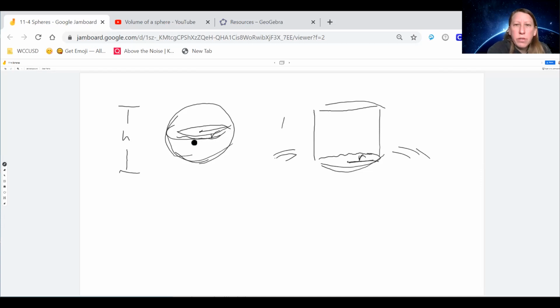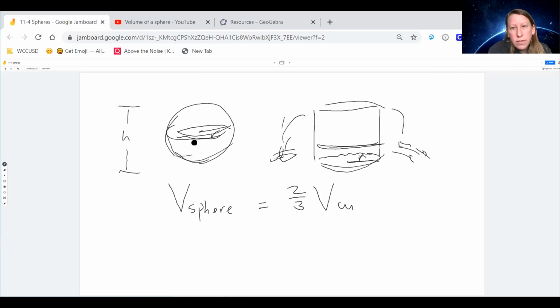And when the water spilled out, this is the water spilling out, a little puddle of water here. 2/3 of the water spilled out because after that there was 1/3 left. So we know that the volume of the sphere is equal to 2/3 the volume of the cylinder. That's what we found out. Do we know a formula for the volume of cylinders? Yeah, we learned that a few days ago. The volume of a cylinder is pi r squared h.